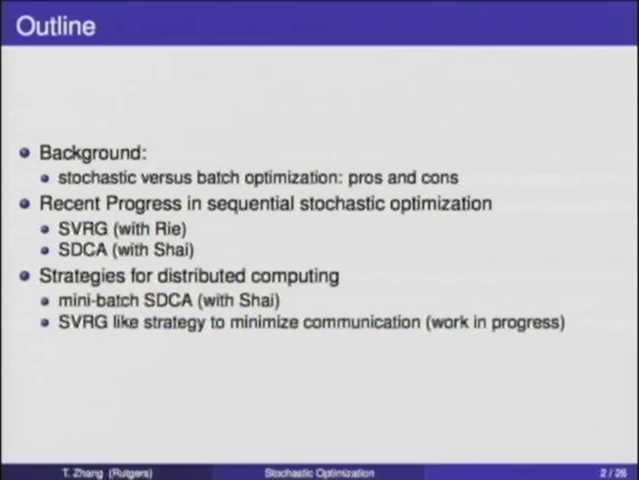Then I will talk a little bit about strategies for distributed computing. One is with Shai, about MiniBatch SDCA, the stochastic optimization method we worked on. The other one is a slightly different scheme. There could be potentially a few different schemes for distributed computing, so I will describe something related to the two methods. One is SDCA, the other is SVRG.